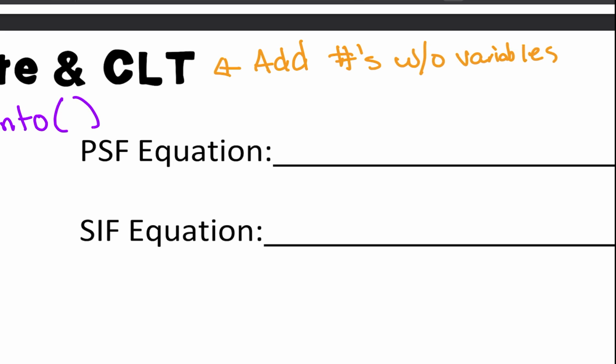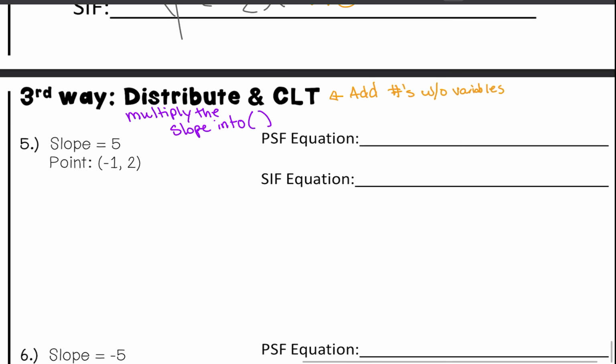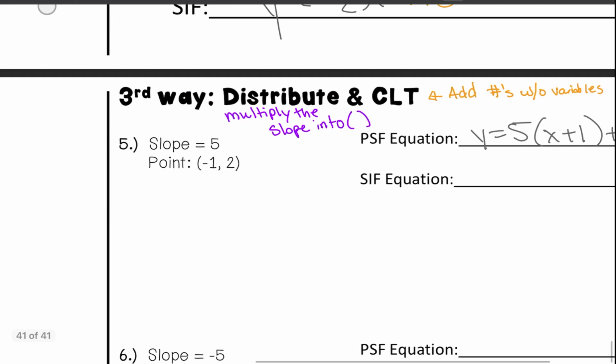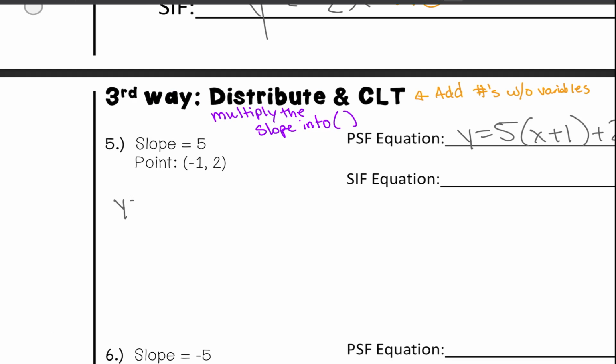So let's write the point-slope form of this equation. So we have a slope of 5, a point of negative 1, 2. So our point-slope form is 5 times x plus 1 plus 2. Let's copy that down exactly over here on the side. So we got 5 times x plus 1 plus 2.